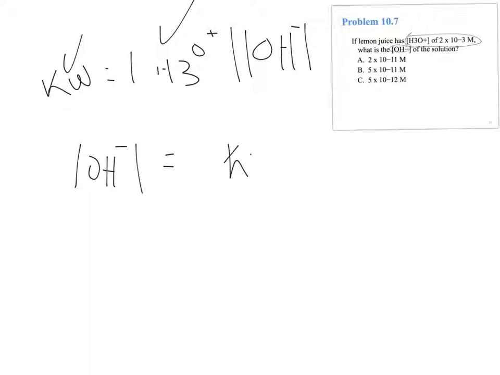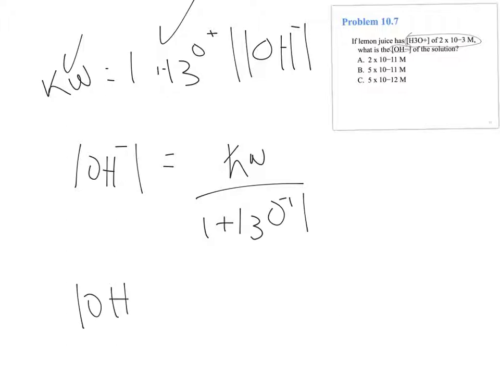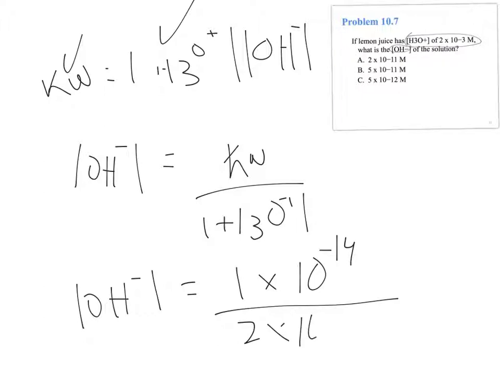It will be Kw over the concentration of H3O plus. Substitute our values. 1 times 10 to the negative 14 over 2 times 10 to the negative 3. When we do the math, we find out that the answer is C.